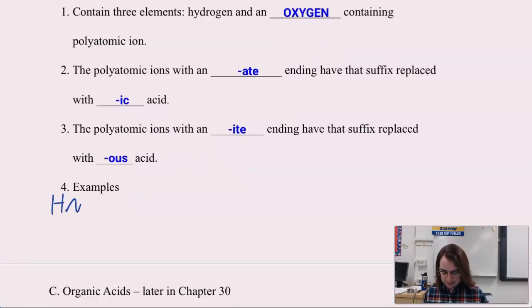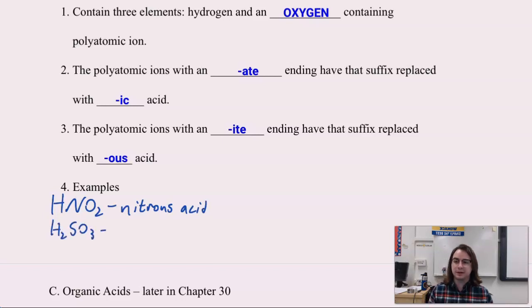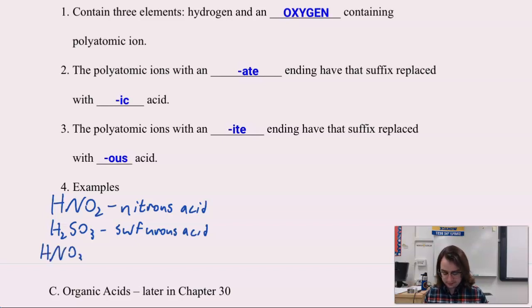What about HNO2? Nitrate is NO3, but NO2 would be nitrite. So how would I say this? I would say nitrous acid. And what about something like H2SO3? SO3 2- is sulfite, so this would be sulfurous acid. Let's do a little more. How about HNO3? Well, that's nitrate, so if we replace the nitrate, it would be nitric acid.